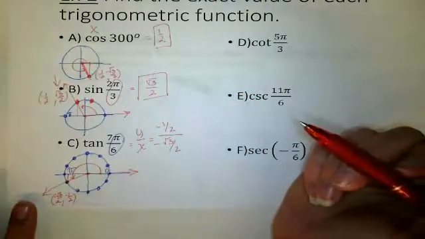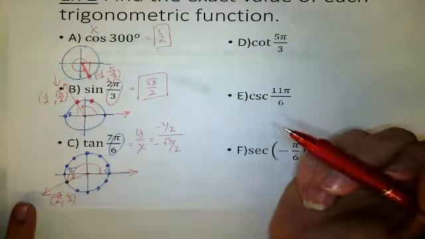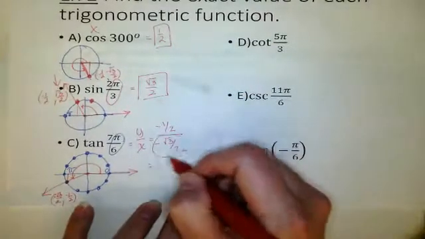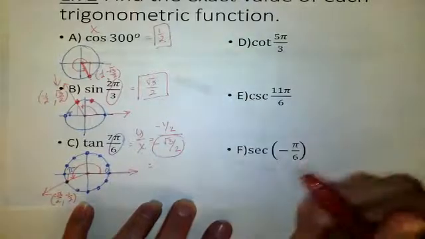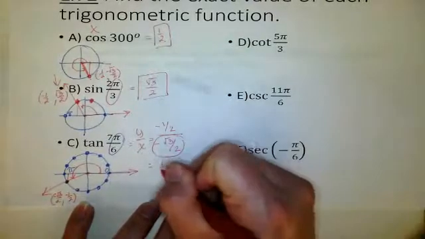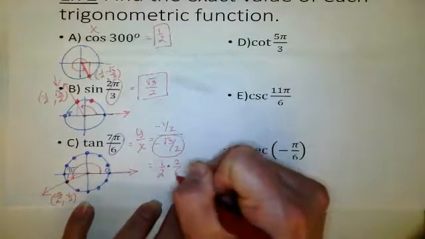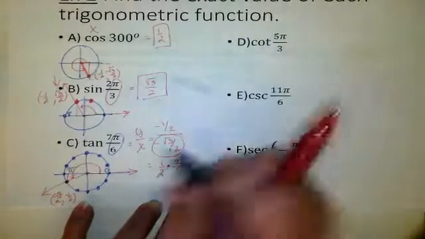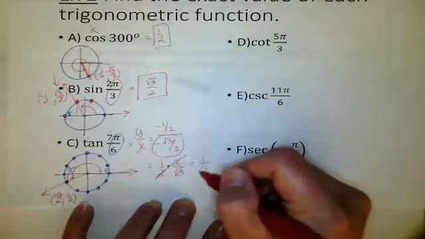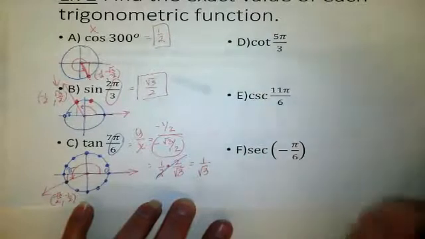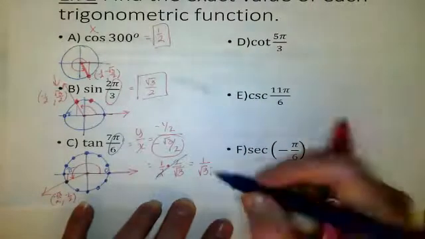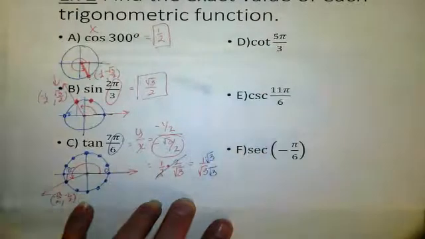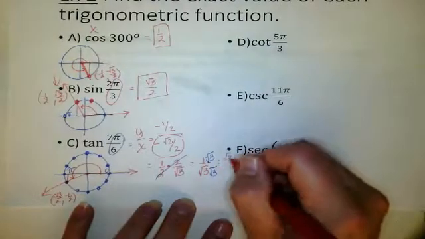Boy, I hate that. Keep, change, flip. Very good. We're going to multiply by the reciprocal. Is the result positive or negative? Positive. Okay, so we're going to do 1/2 times 2 over radical 3. What happens to the 2's? They cancel out, and we get 1 over radical 3, which then you're going to rationalize. Annoyingness.